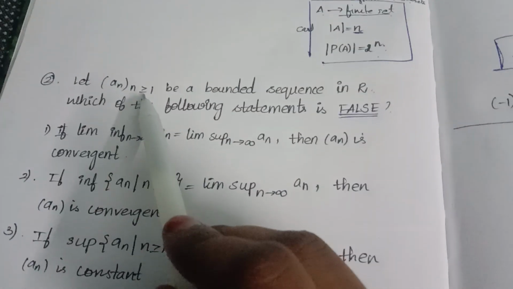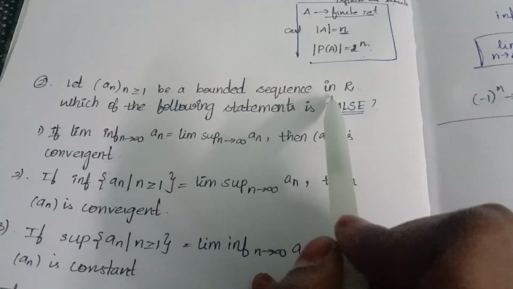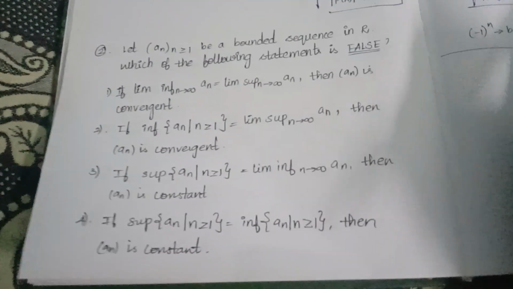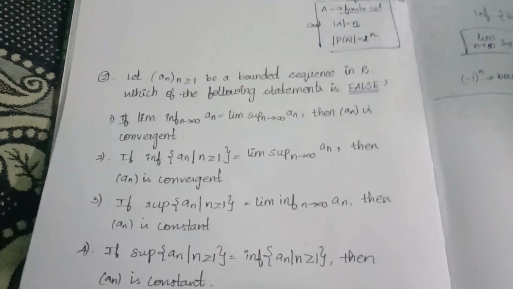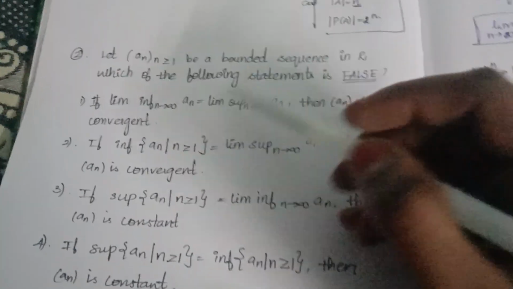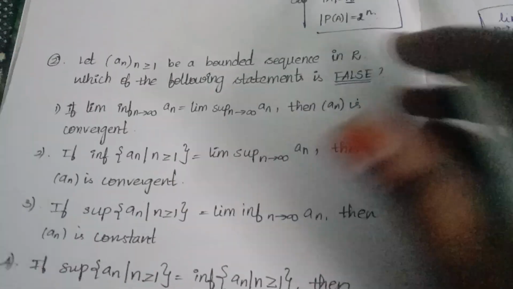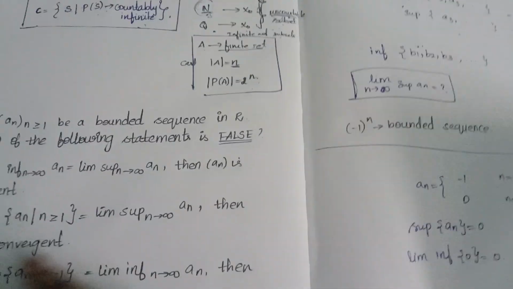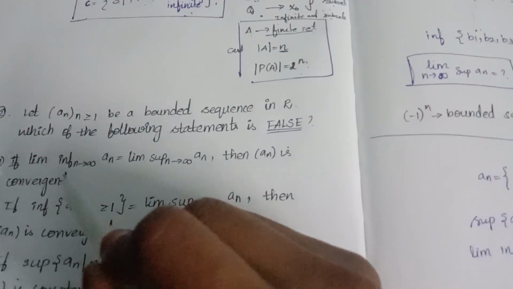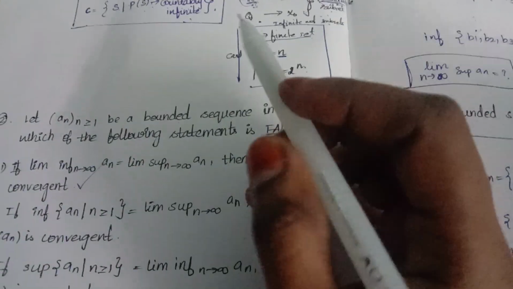Let a_n, n greater than or equal to 1, be a bounded sequence in R. Which of the following statements is false? Here are the given options. If it is a bounded sequence, then definitely both infimum and supremum are equal. If they are equal, it is convergent. So this option is correct.